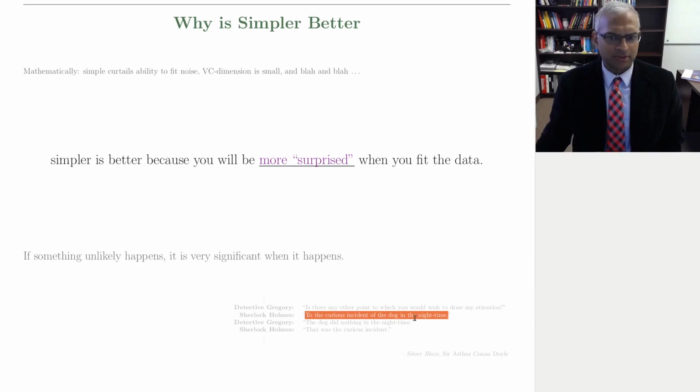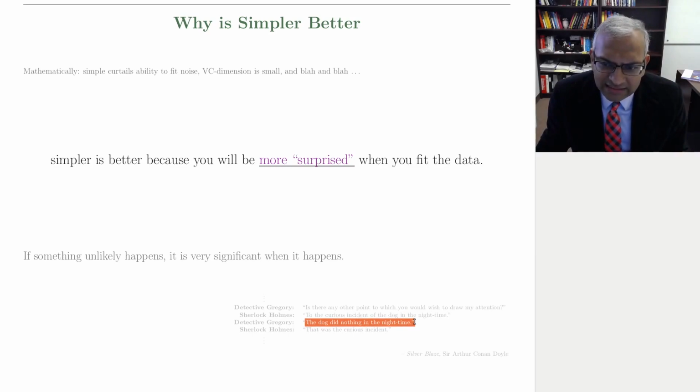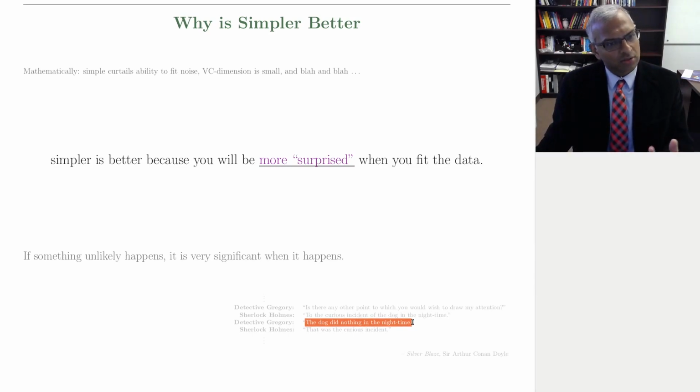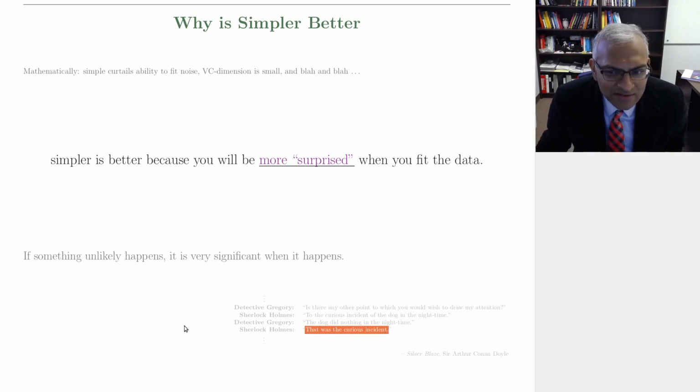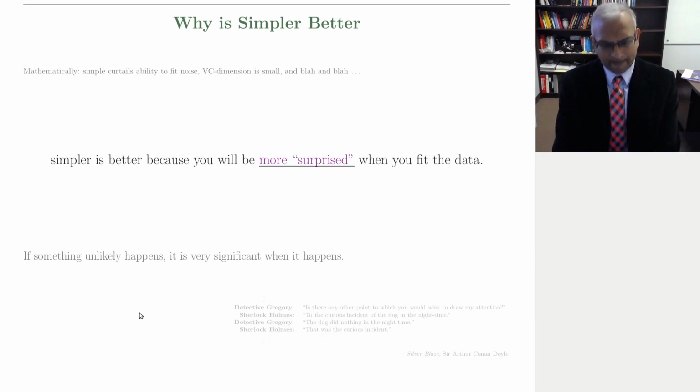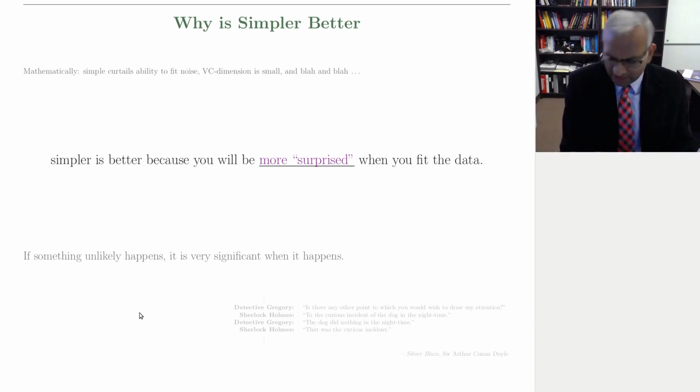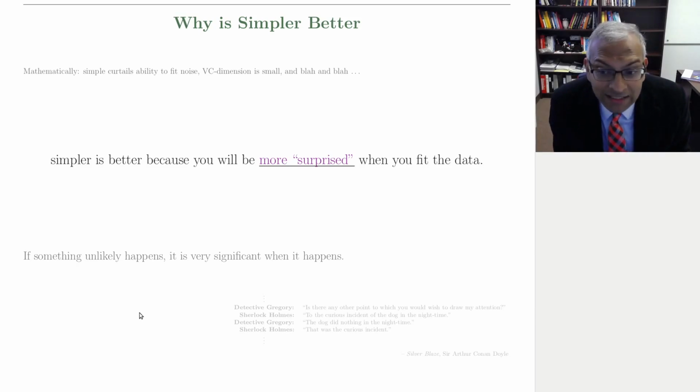And as the bumbling detective is thinking, the dog did nothing in the nighttime, so why are you pointing my attention to this dog doing nothing and calling it a curious incident? And that's exactly what Sherlock says. He says, that was the curious incident. So now let's think about this. The detective is bumbling around, looking at clues here, looking at clues there, and Sherlock Holmes is sitting here looking at the dog and wondering, why didn't it bark in the nighttime?